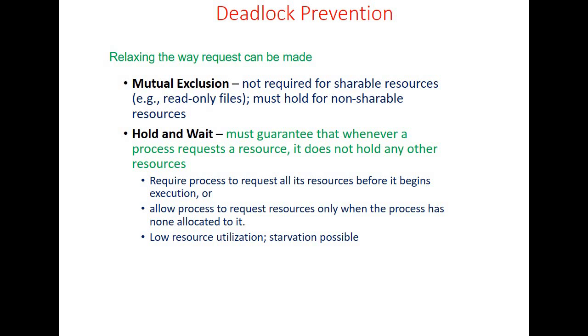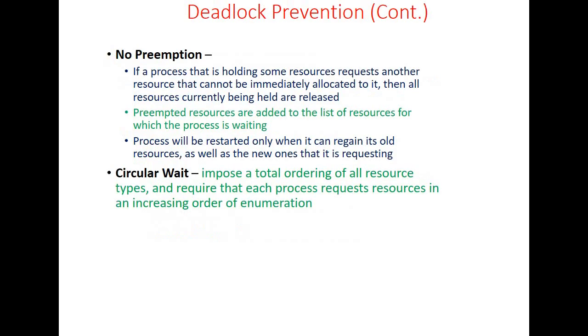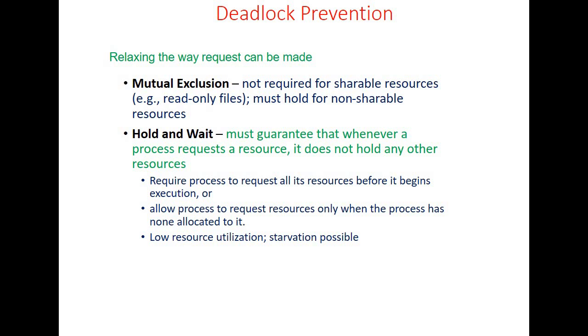What are the prevention mechanisms? The conditions for the deadlock are mutual exclusion, no preemption, hold and wait, and circular wait. These are the conditions for the deadlock. We are going to relax these conditions so that they will not lead to a deadlock state. That is the idea behind deadlock prevention. Coming to mutual exclusion, we can relax the mutual exclusion in deadlock prevention.